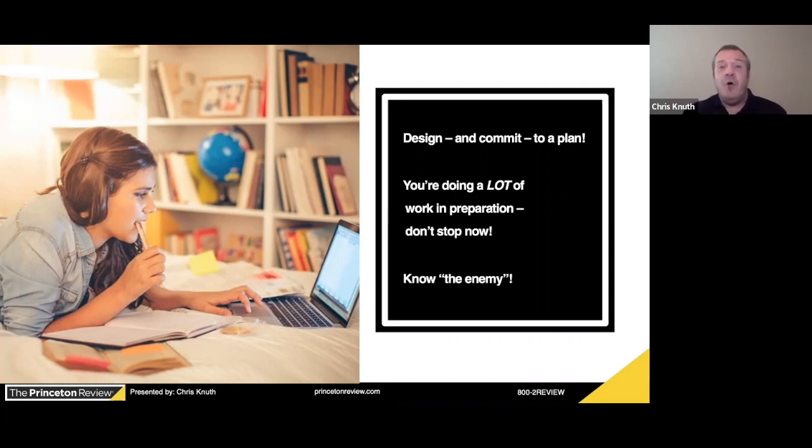You have to know exactly what's going on in that test, what concepts the test covers, what your strengths are, and what your weaknesses are. There is so much at every step along the way.